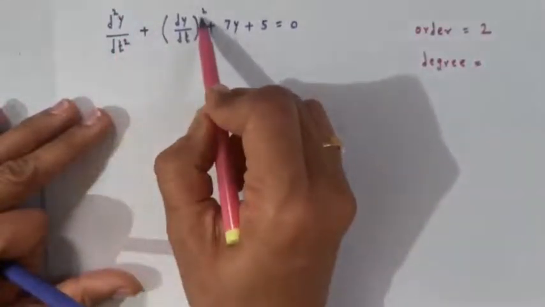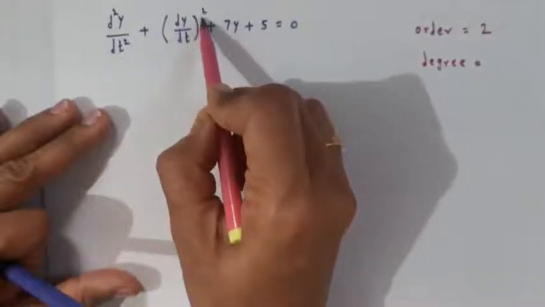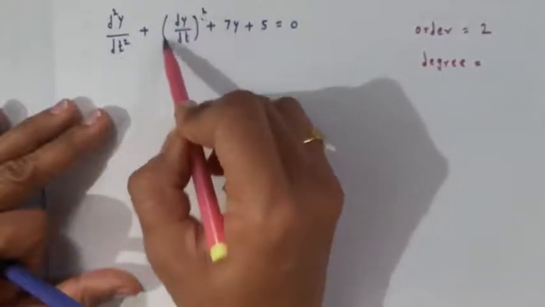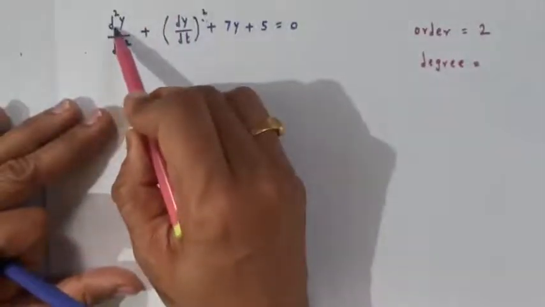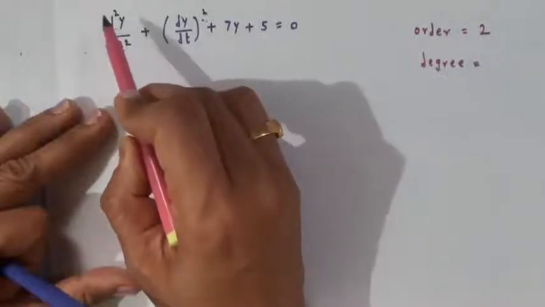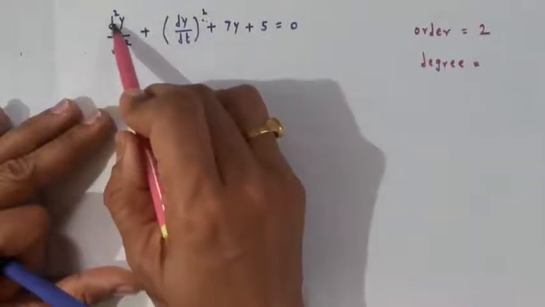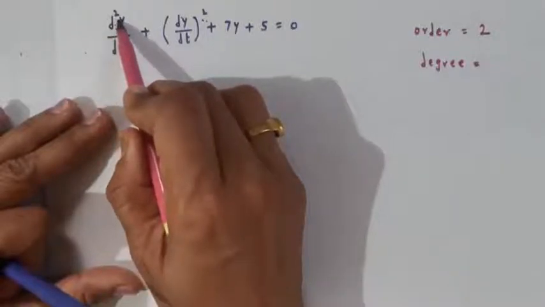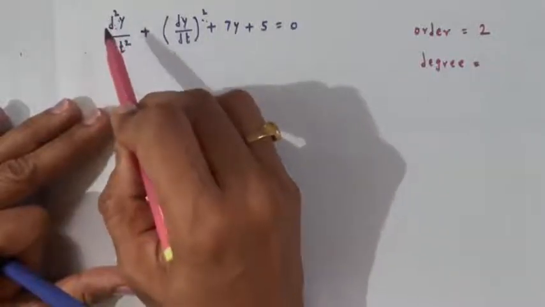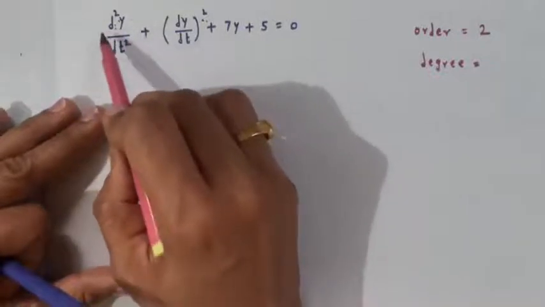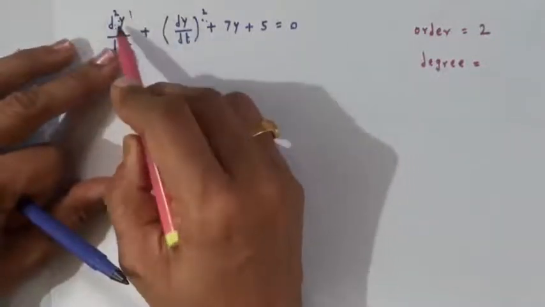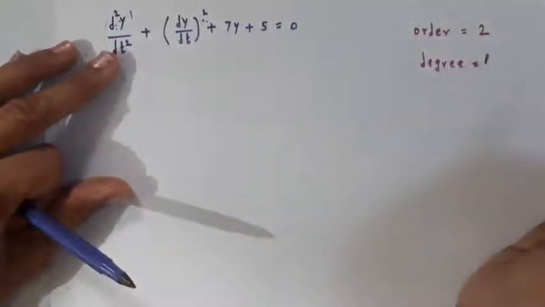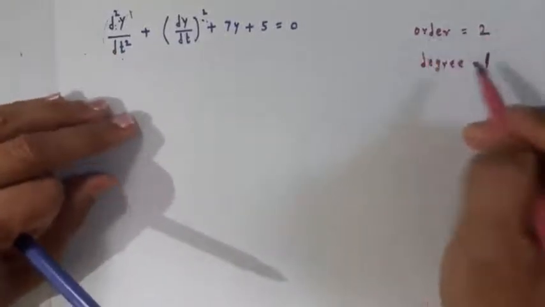Now degree. Degree means the power of the highest order derivative. Here the power is 2 for the second term, but that derivative is not the highest order. This is first order and this is second order, so the highest order derivative in this differential equation is the second order one. For finding the degree, we consider the highest order derivative, and its power is 1, and that's why the degree of the differential equation is 1. In this way we have to find the order and degree of a differential equation.